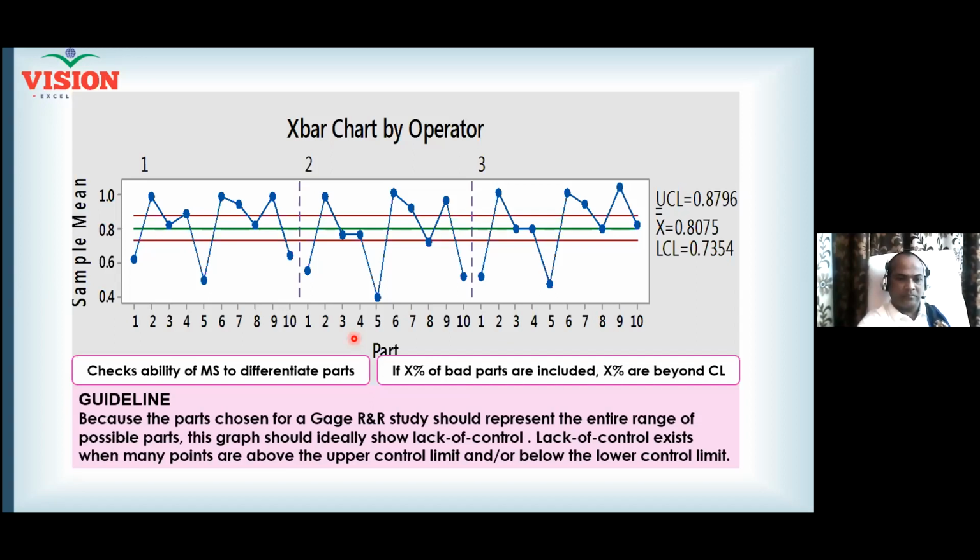If you select the parts in such a way, and then after getting all the readings you plot the X bar chart, whatever percentage of parts you mixed up as bad should come out of the control limit. Yes. If that is not happening, your system is not able to differentiate between good and bad. If it puts everything inside the control limit, then all the bad parts are also considered as good parts. And at the same time, we can say that the measurement system is not adequate.